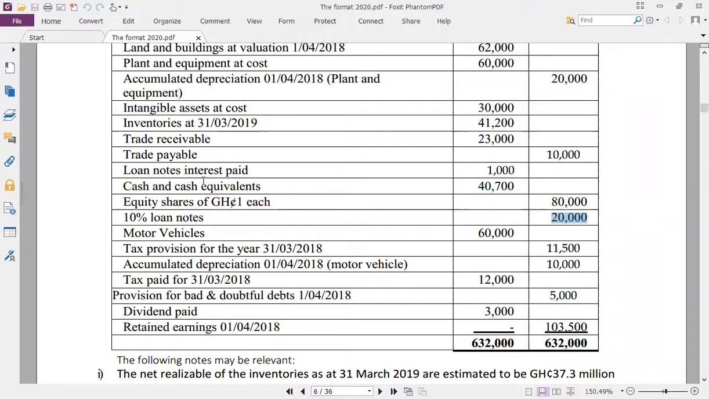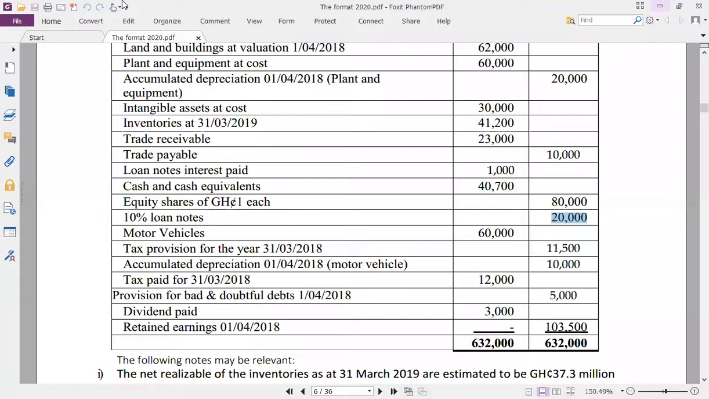1,000. So tell me what will go to the profit and loss as finance cost, and tell me what will go to the financial position as a current liability, if any. Good. Any idea? In short, what will go to the P&L as finance cost?